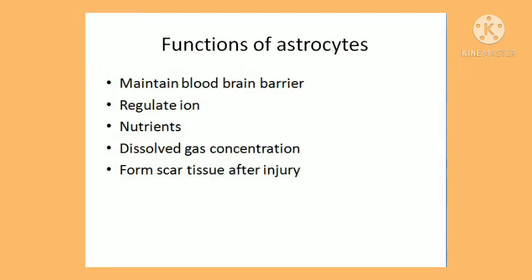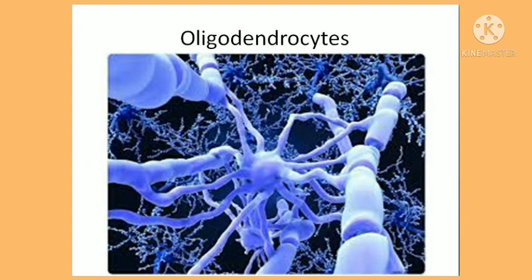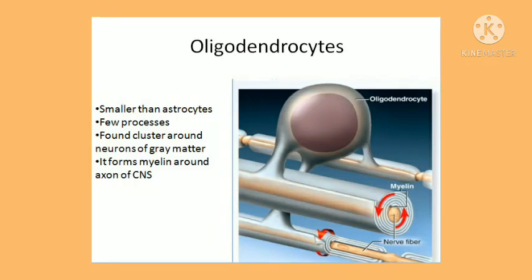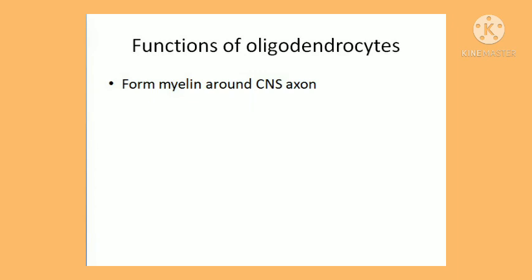Functions of the astrocytes are maintain blood-brain barrier, regulate ion, nutrient, and dissolved gas concentration, and form scar tissue after injury. Oligodendrocytes are smaller than astrocytes and, as the name implies, have fewer processes. They are found in clusters around the neurons of gray matter and adjacent to and along the length of myelinated nerve fibers in the white matter. Function of oligodendrocyte is to form myelin around CNS axons.